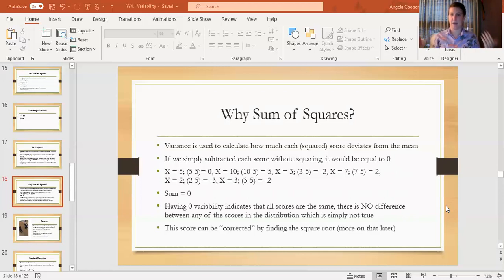We have a 5 and a 10 and a 3 and a 7 and a 2, and another 3. Still, the fact that even 2 of these scores are different tells us we do not have a variability of 0. It's impossible. They're not the same. You can't say the variance is 0, because they're different. So we square it because that offsets this. If you just subtract and don't do anything else, you add it all up and it's going to equal 0 every time. But if we square it, it throws that into a loop and it's like, hey, we do have variability here.